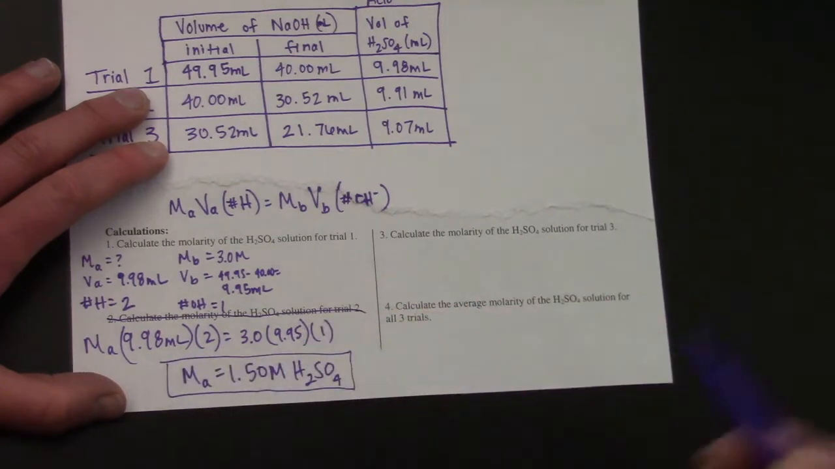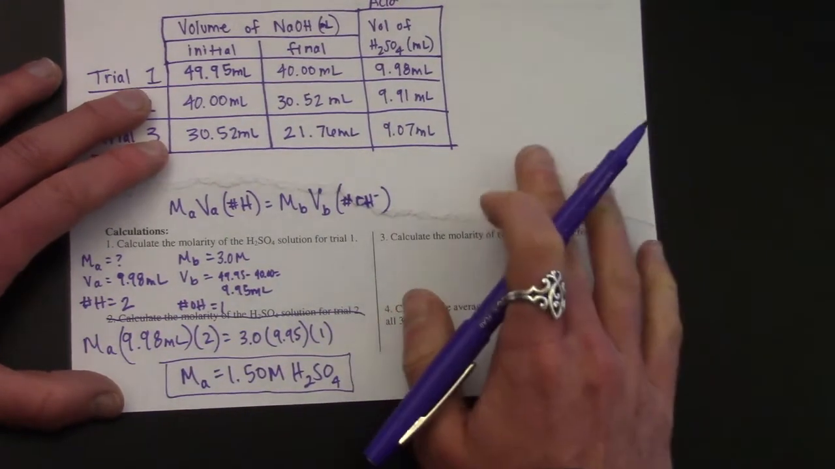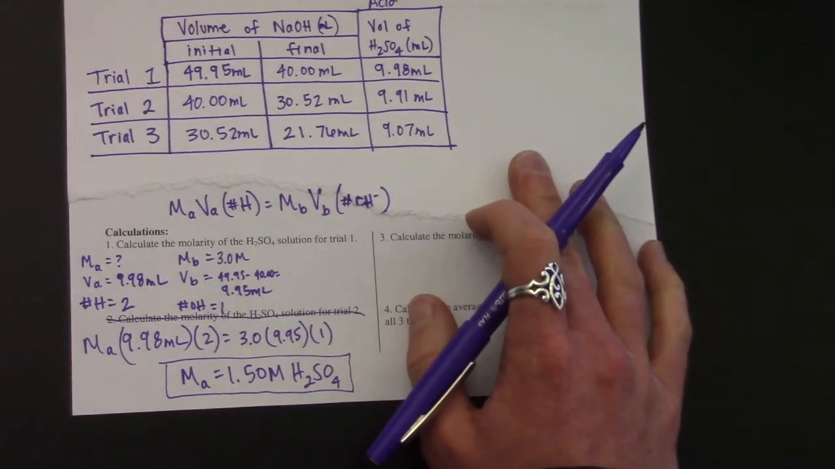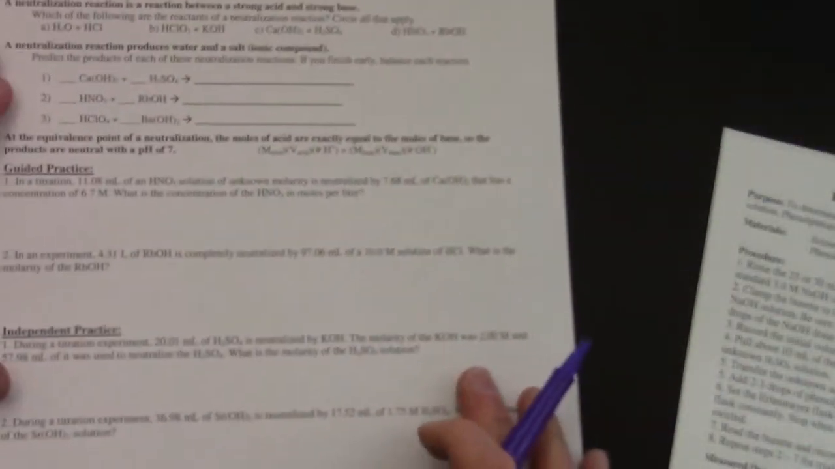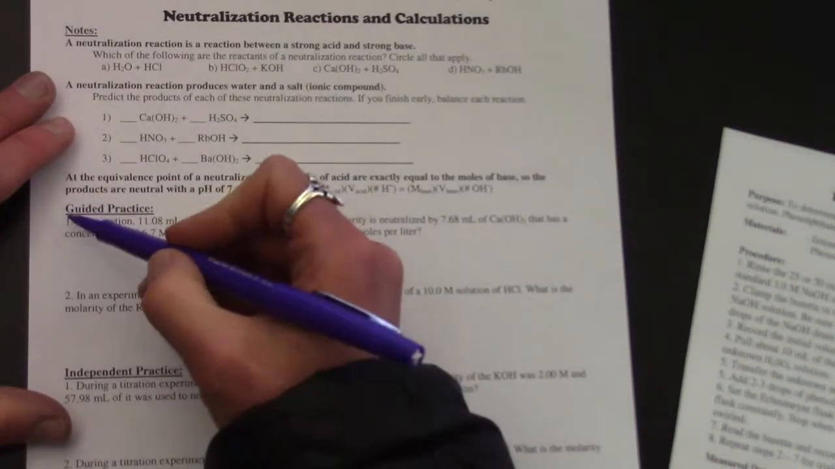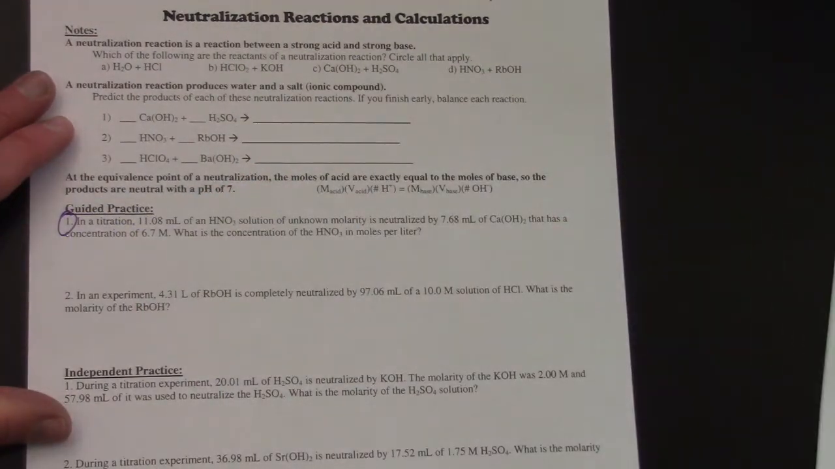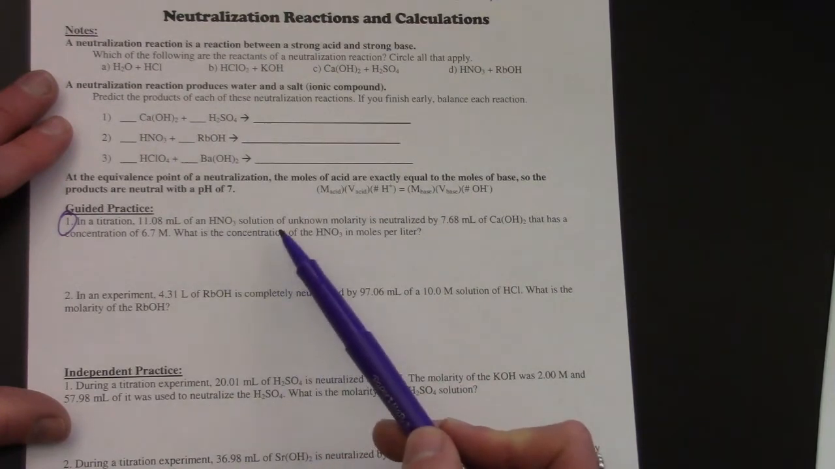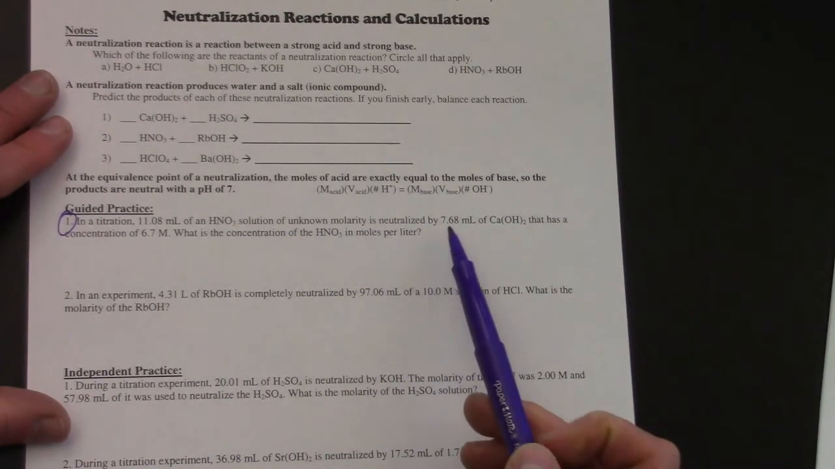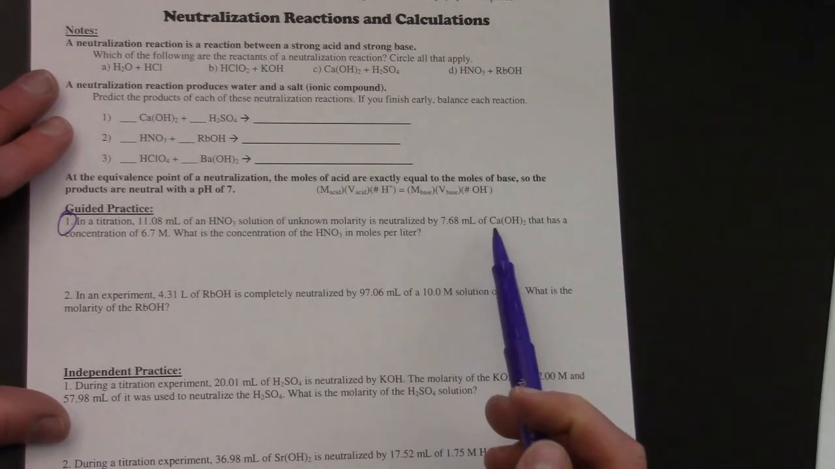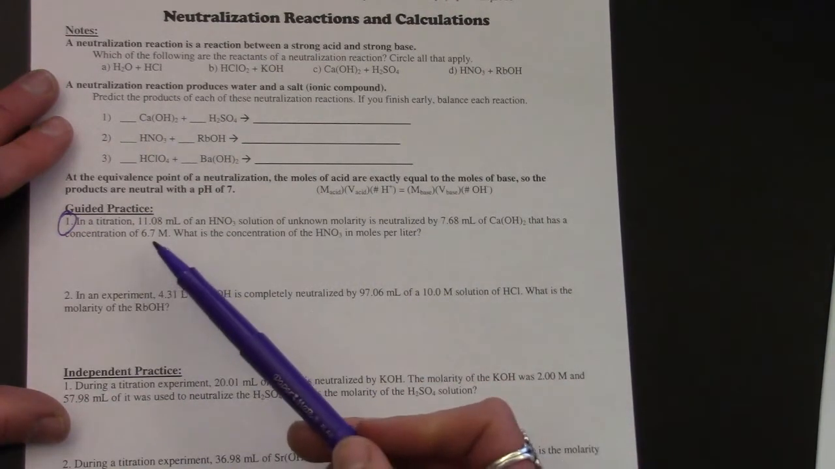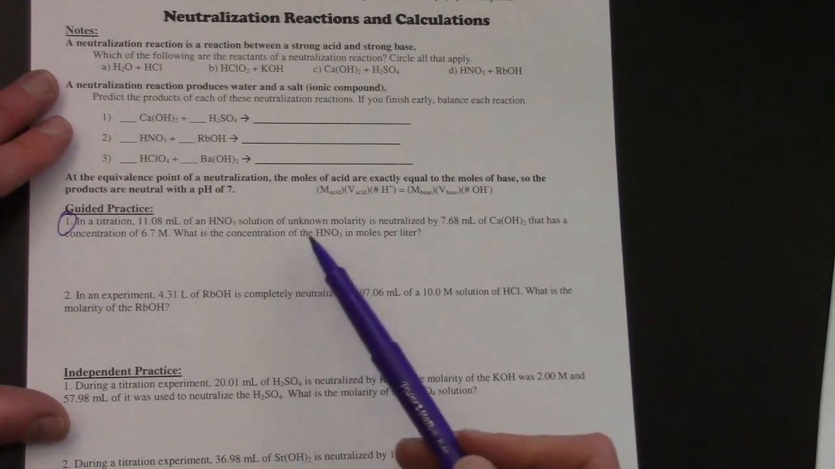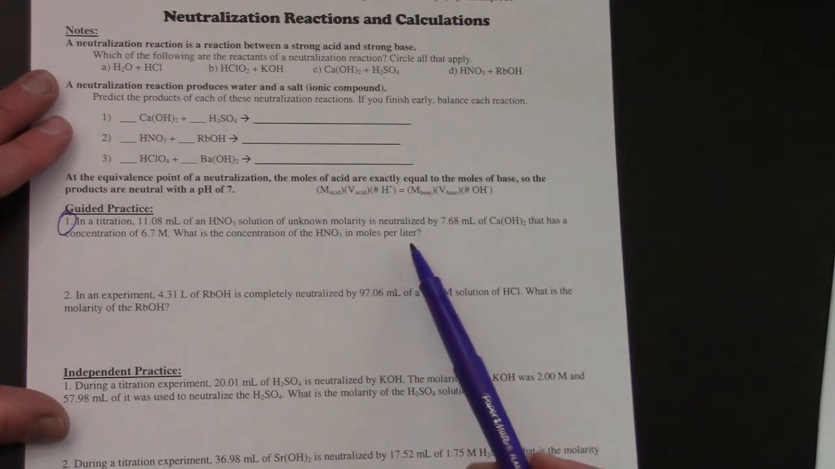Okay, so that's an example from a data table. Let's look at an example of a short answer problem that you might see on a test. Okay, so let's look at this problem right here. It says, in a titration, 11.08 mils of HNO3 solution of unknown molarity is neutralized by 7.68 mils of calcium hydroxide that has a concentration of 6.7 molar. What is the concentration of HNO3 in moles per liter?